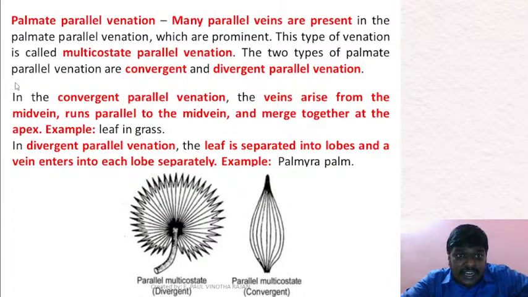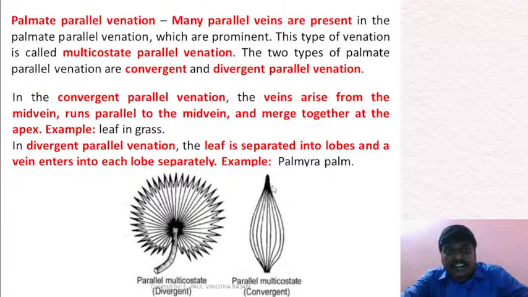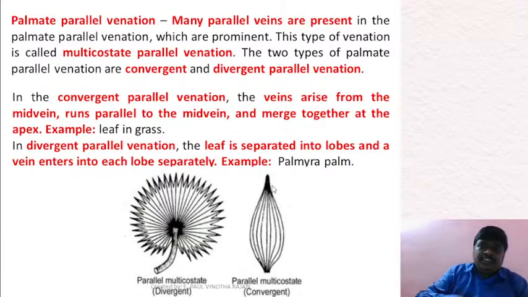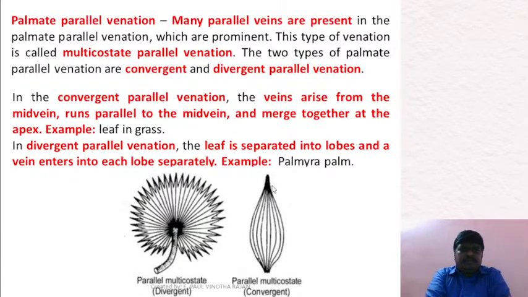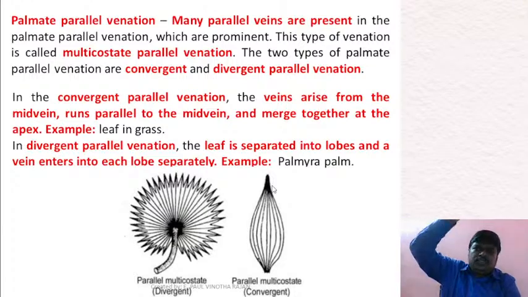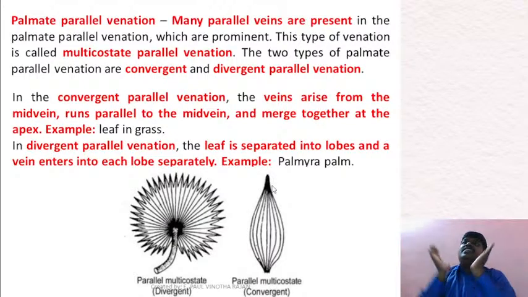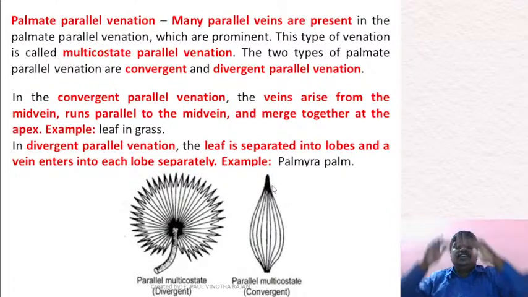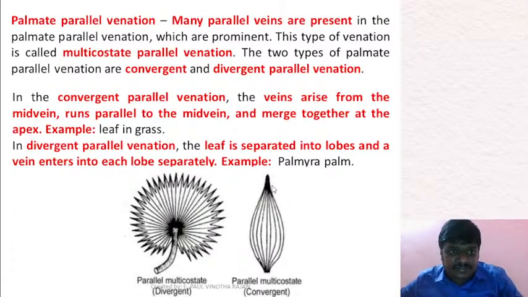The first one, the convergent parallel venation type. This is convergent parallel, this is divergent parallel. Convergent means the veins arise from the midvein, run parallel to that and merge at the apex. It just runs like this on the sides and joins at the tip apex.